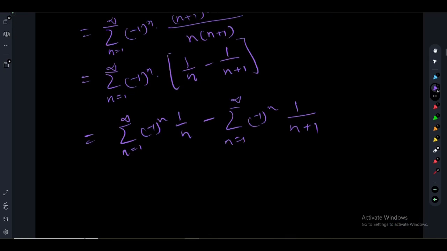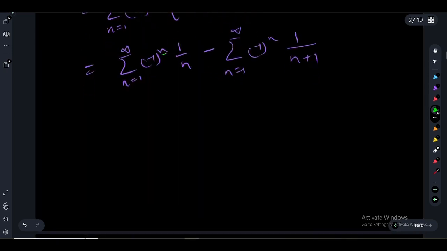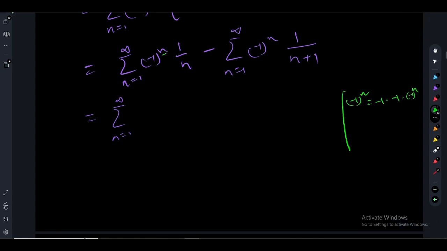So in this case we have to change this n into n plus 1. So how can we change that? To change n into n plus 1, what we have to do, this is summation n equals 1 to infinity. Now we know that minus 1 whole to the power n can be written as minus 1 into minus 1 into minus 1 whole to the power n, because minus 1 into minus 1 is 1 and 1 into minus 1 whole to the power n is minus 1 whole to the power n.